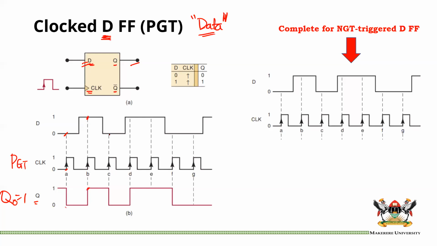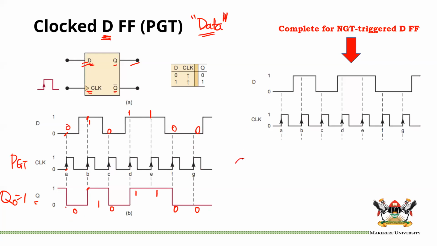At the next PGT, the input is 0, so we go back to 0. The next PGT, we have a 1, so we go to 1. The next PGT, we have a 1, so we stay at 1. The next PGT, we have a 0, so we go to 0, and again 0, so we stay at 0. So what you have at the input simply goes to the output in the D flip-flop, but it is a synchronized operation, so you have to wait for the clock.